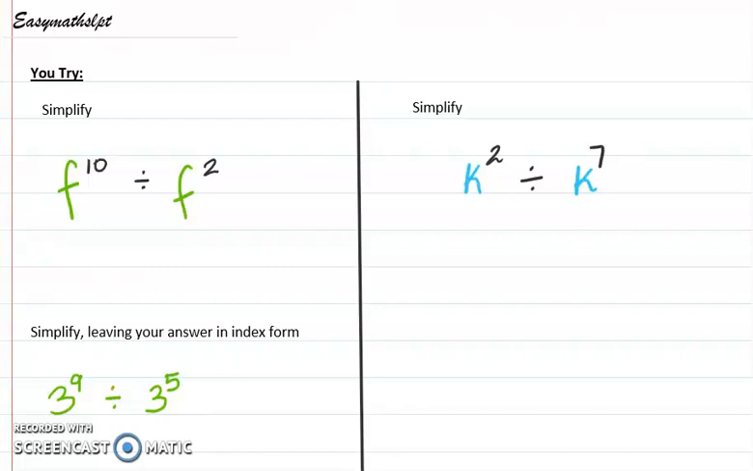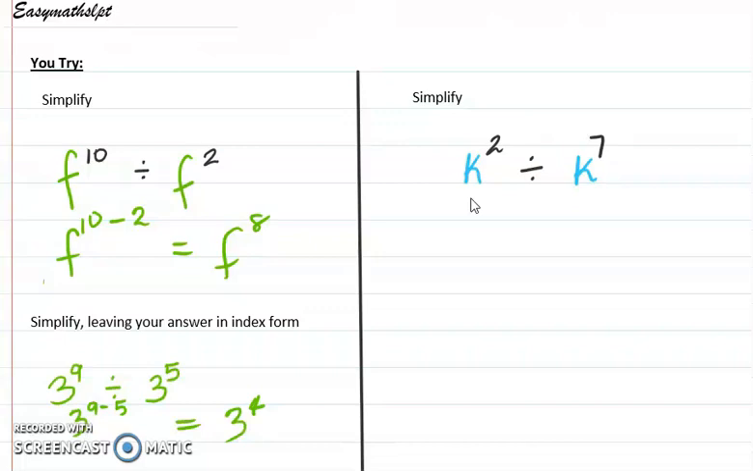Welcome back. Simplify f to the 10th power divided by f squared, and if we subtract the powers, we would have f to the 10 minus 2, which is equal to f to the 8th power. In the second example, we want to simplify and leave our answer in index form. So 3 to the 9th power divided by 3 to the 5th power, we know that 3 to the 9 minus 5 is equal to 3 to the 4th power.